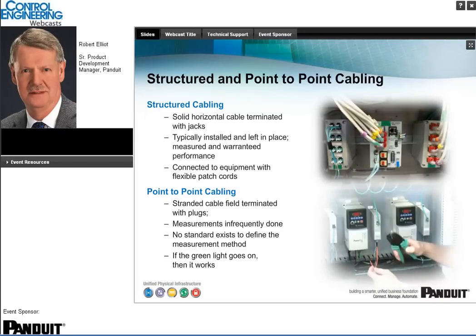With structured cabling, we mentioned before that it's almost invariably measured and then warranted for performance. And the measurements are taken and often left with the end user and can be referenced in the future. Whereas with point-to-point cabling, we've often found that, first of all, there is no standard so far to define the test method. However, we do know that that is being worked on in the standards groups. And some of the areas we've seen is folk will field install and then connect up, and if the green light goes on, that means it works.